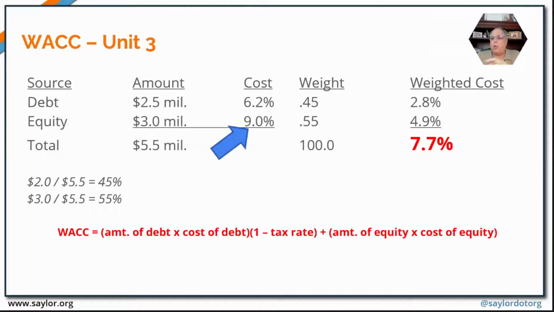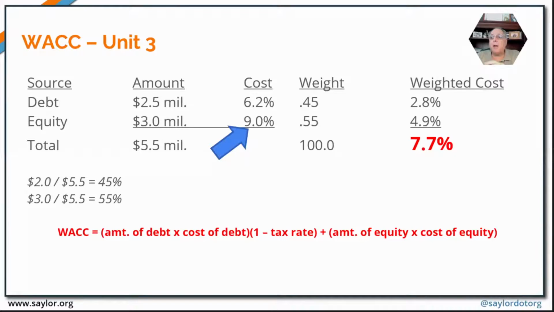The weighted cost was simply the amount of debt times the cost of debt, which was 45% times 6.2, the cost of debt, giving us a weighted cost of 2.8. And for equity, it was 4.9, giving us a weighted average cost of capital for this capital plan of 7.7%. That's the cost of capital. Now, for those of you so interested, I've included at the bottom of this what the formula is for the weighted average cost of capital.